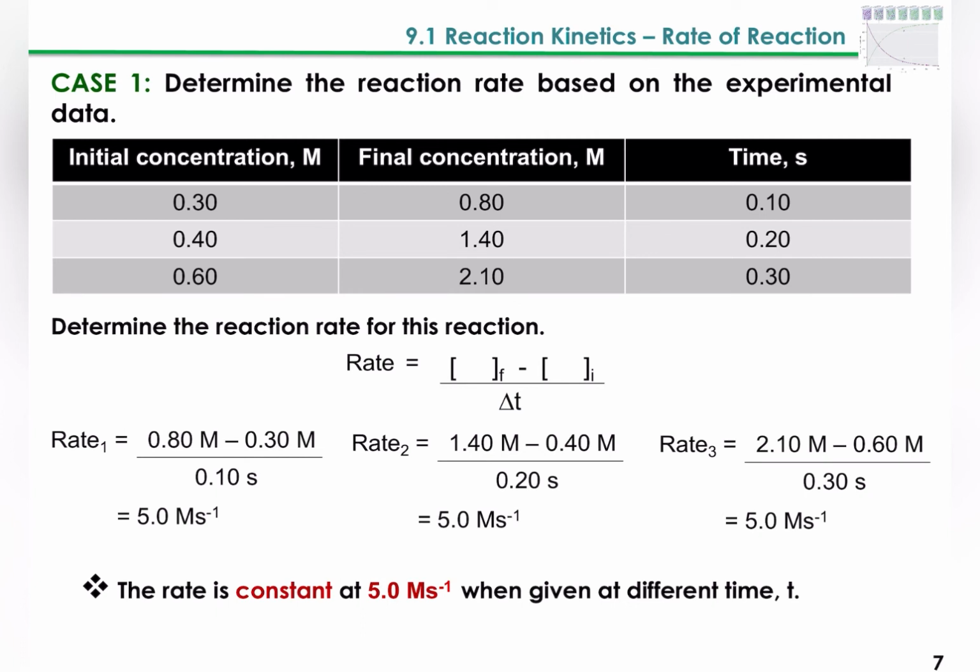So I hope you all understand how to determine the reaction rate based on the experimental data. If you got different values for the rate, you are going to find the average rate. It means you calculate the average of the values that you got for the different experiments. And that is going to be the final rate for your experiment.